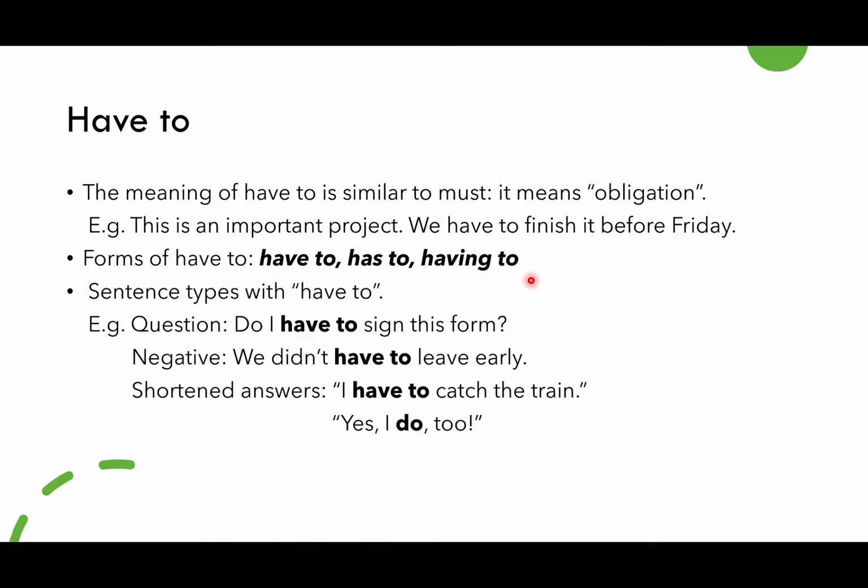Sentences with have to. Examples: questions. Do I have to sign this form? Negative. We didn't have to leave early. Short answers. I have to catch the train. Yes, I do too.